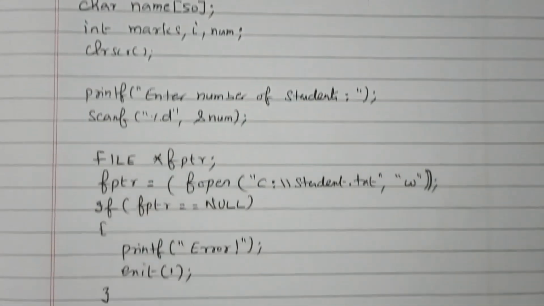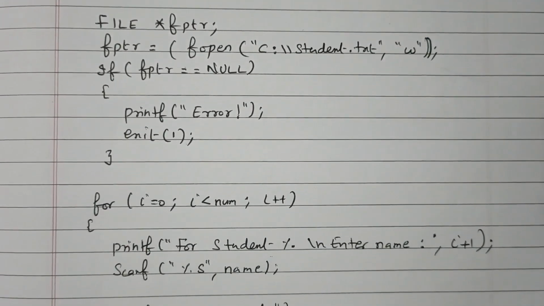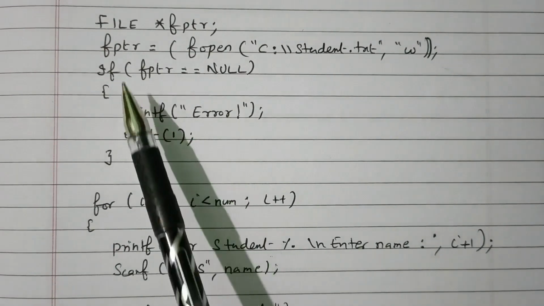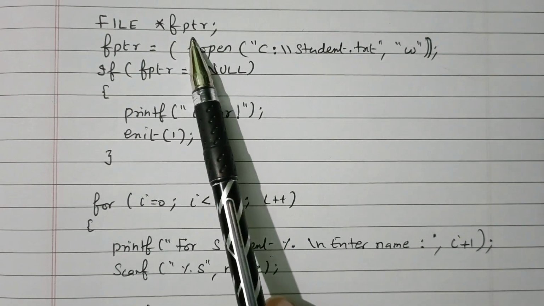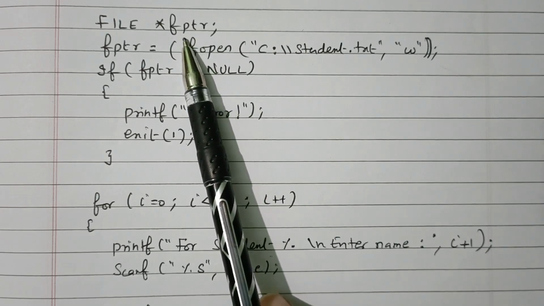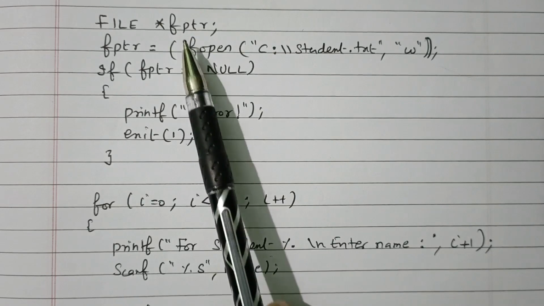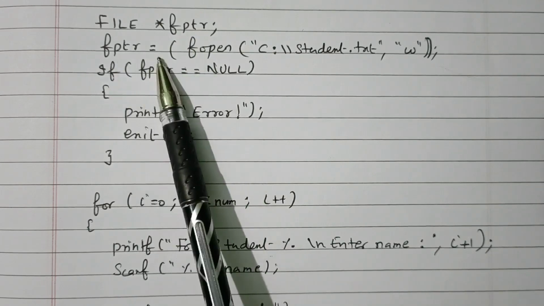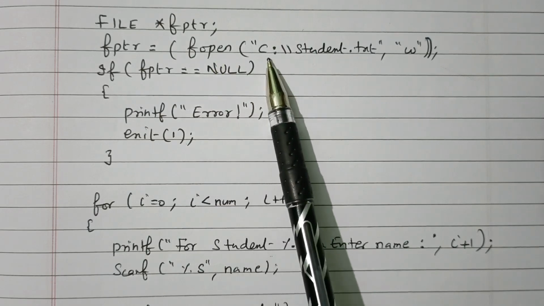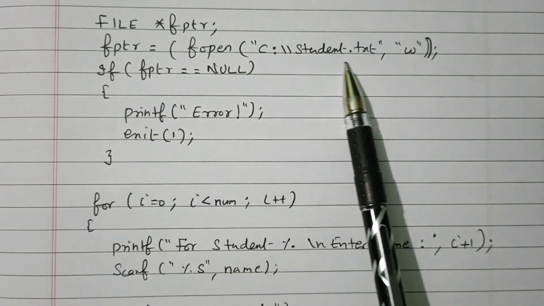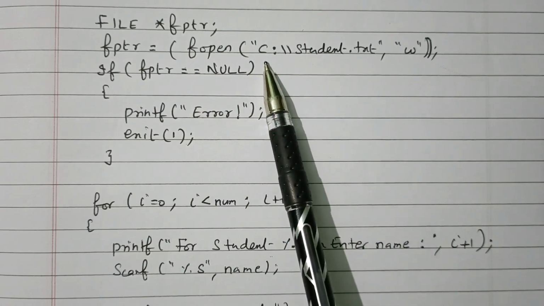Now we'll create the file. In order to write the data, first we need to create the file pointer. FILE star fptr, the file pointer. All operations, opening, closing, adding data, refer to the file pointer. So fptr equal to fopen, we are going to open the file. C colon student.txt, this is the file name, and it will be stored in C colon.